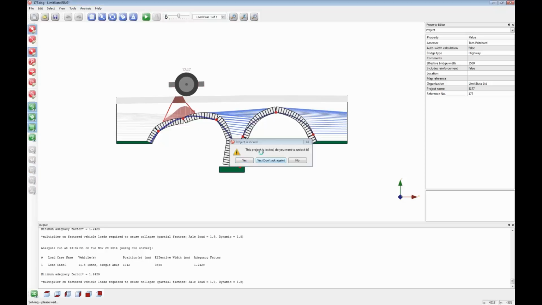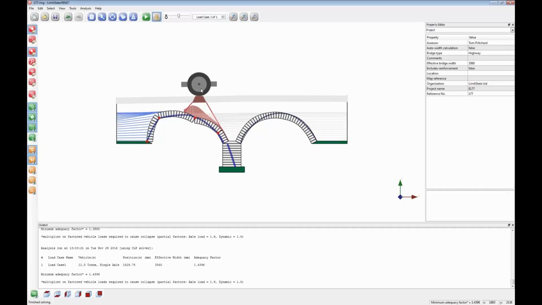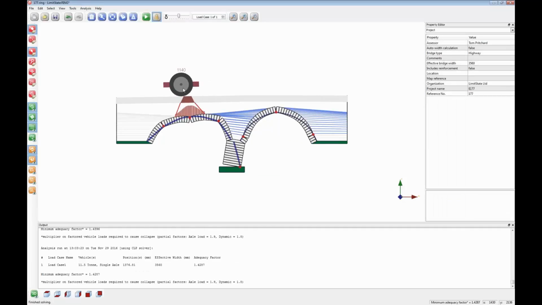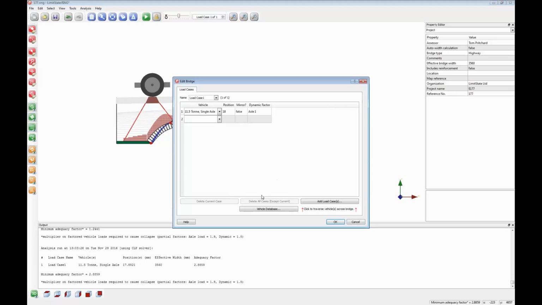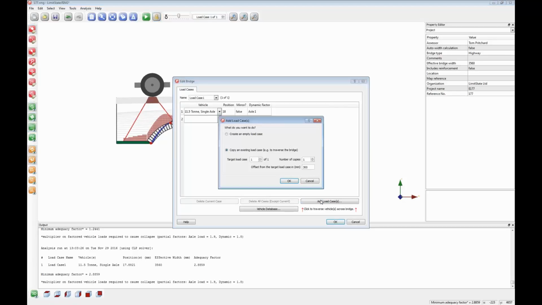Because it's a bridge, I can apply the load at different locations, and it might be convenient to simply traverse the vehicle across the bridge. So what I can do is, for example, at 200mm increments, just simply traverse the vehicle across the bridge.